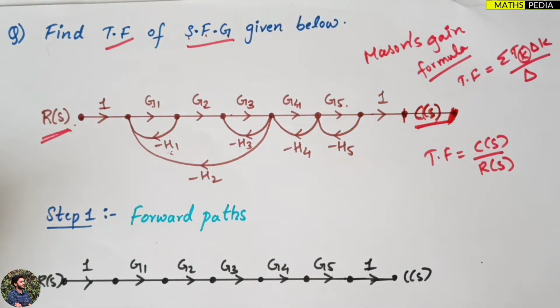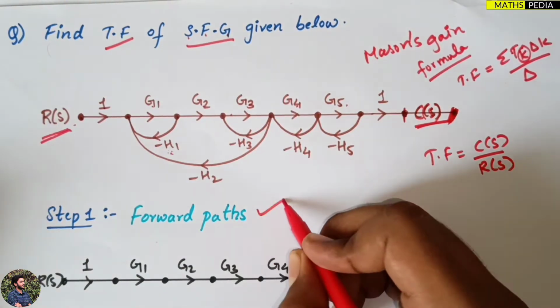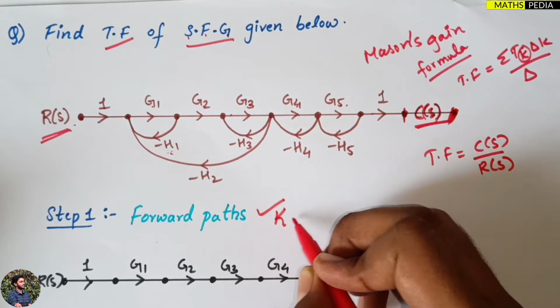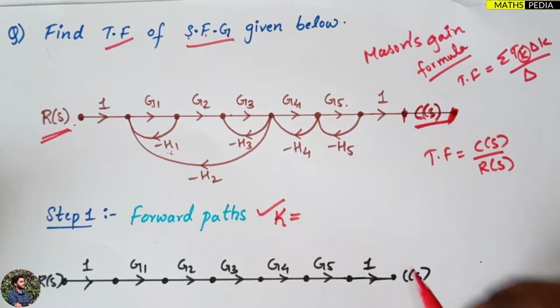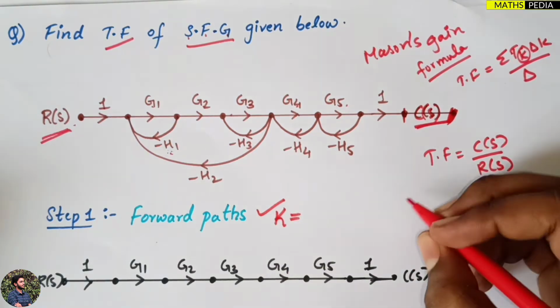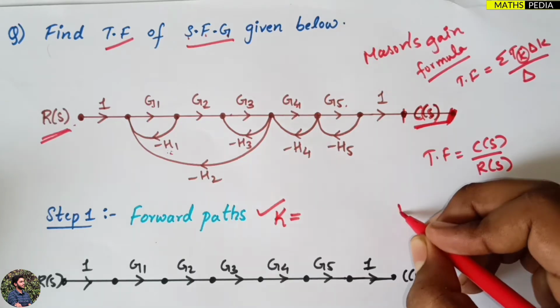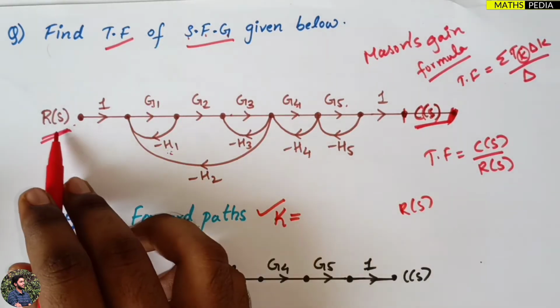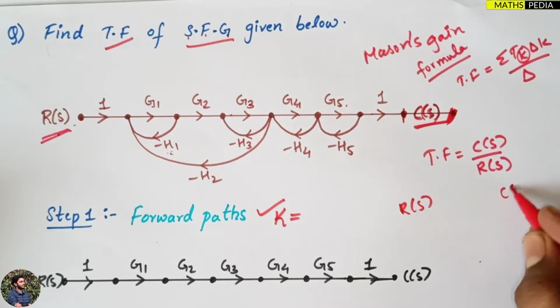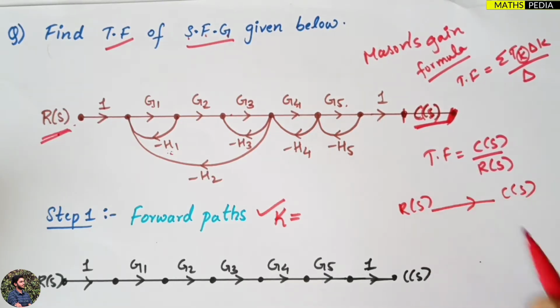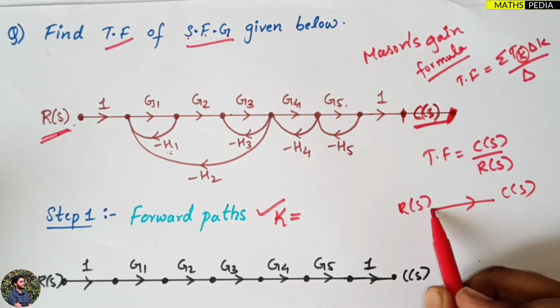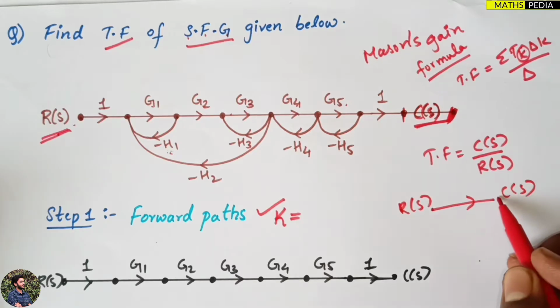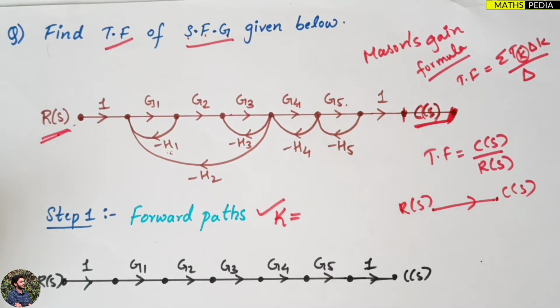Now the first step is that we have to go for the forward paths. In order to find the forward paths, it is given by K, the number of forward paths. Basically we have to understand what a forward path is. You have to start from R of s, the starting point, and the ending point will be C of s. You have to travel in one direction, unidirectional. Start from R of s, travel in one direction and reach C of s. This is nothing but the forward path.